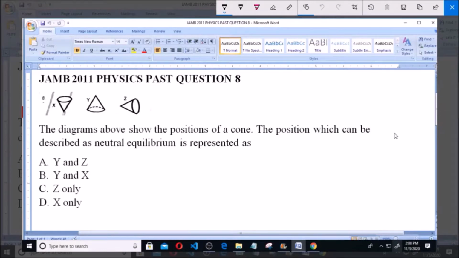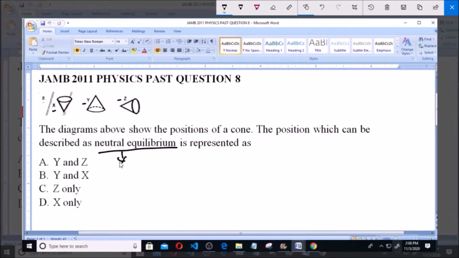So you have 3 diagrams labeled X, Y, and Z. The diagrams above show the positions of a cone. The position which can be described as neutral equilibrium is represented as: A. Y and Z, B. Y and X, C. Z only, D. X only. Now we're asked to point out the object or objects that is in neutral equilibrium.